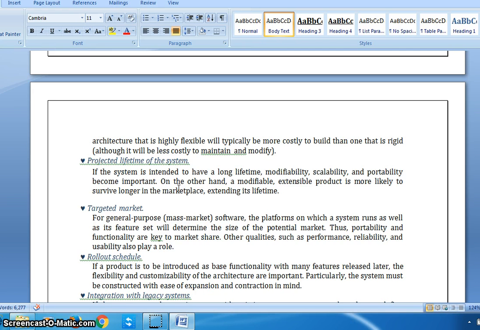Next is targeted market. For general purpose, mass market software, the platform on which a system runs as well as its feature set will determine the size of the potential market.